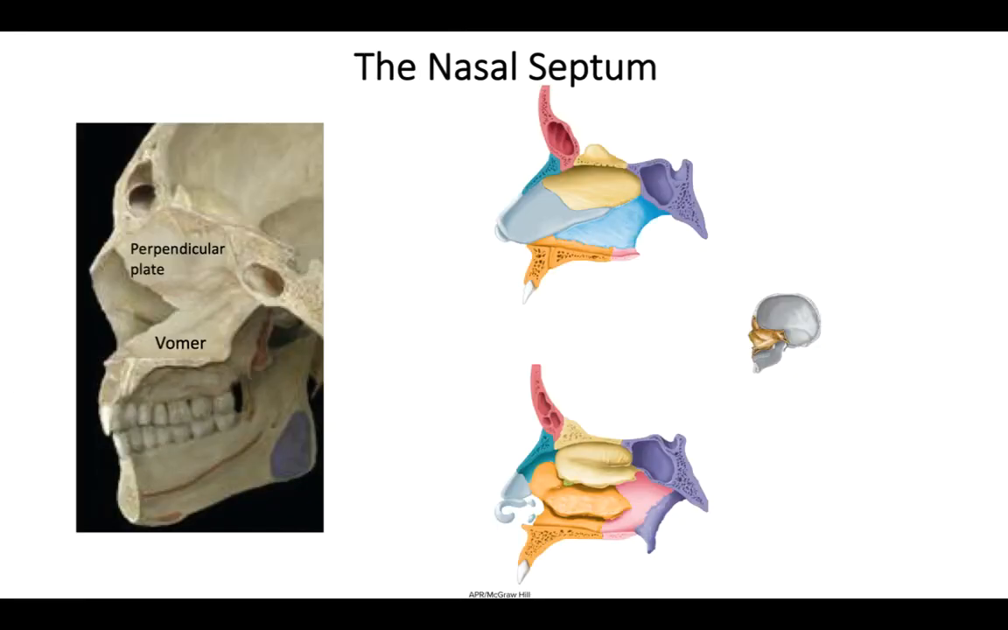This is just another picture of the nasal septum.